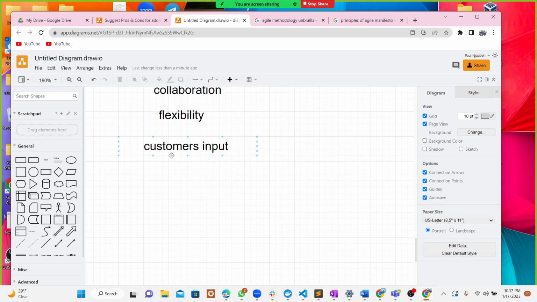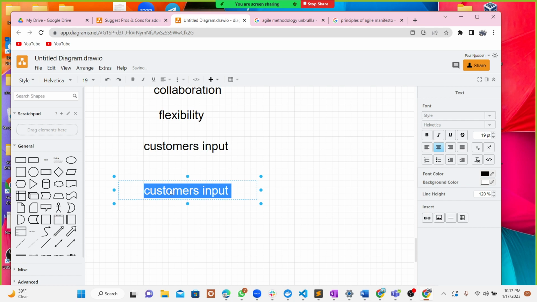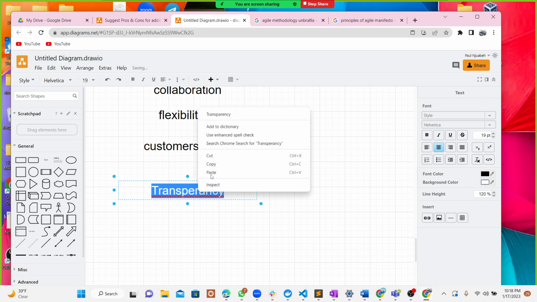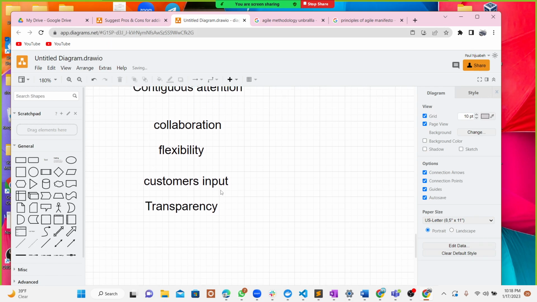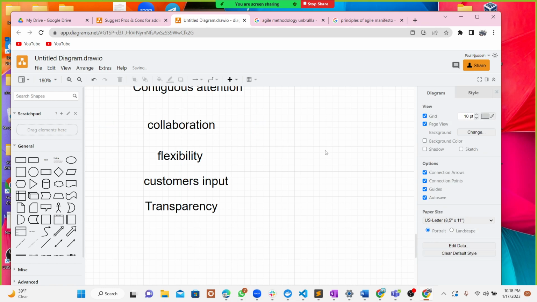And there is continuous attention. There is transparency. I didn't even talk about transparency. That's another very important advantage. There needs to be transparency around the work that we are working on. These are the ones for now. You guys will see more in the material that we have for you.